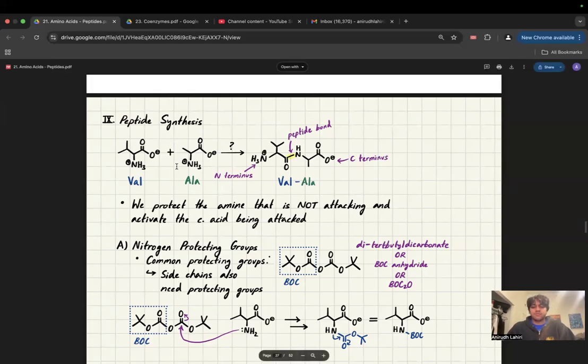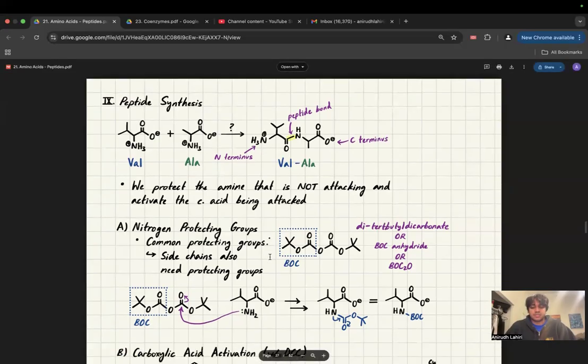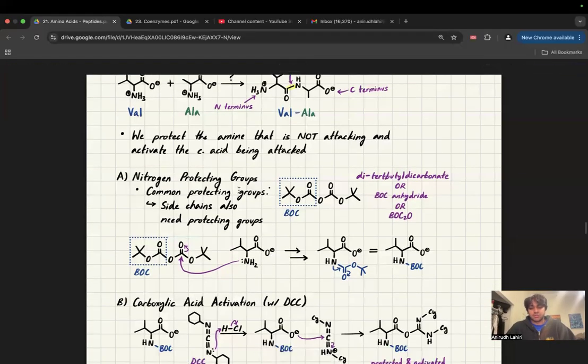If I wanted to attach valine to alanine, there are some issues we run into, right? Because there's NHs here, there's O's here. What will attack what? How will we add? We need to protect the amine that is not attacking and activate the carboxylic acid that is being attacked. This is where nitrogen protecting groups come in. BOC is the most common thing that's used to protect amines.